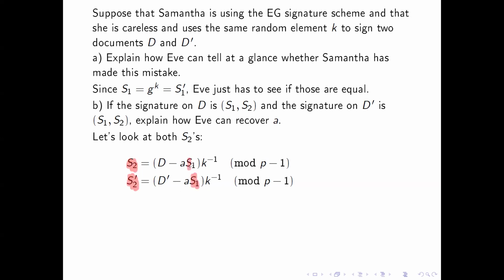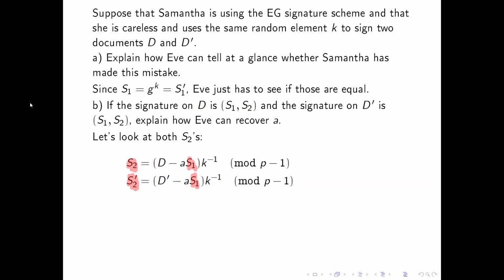She has the S1s, which I just put down here below and should technically have a prime on it, but it doesn't really matter because remember, they are the same value. So we can just get rid of that. All right, so those are known.